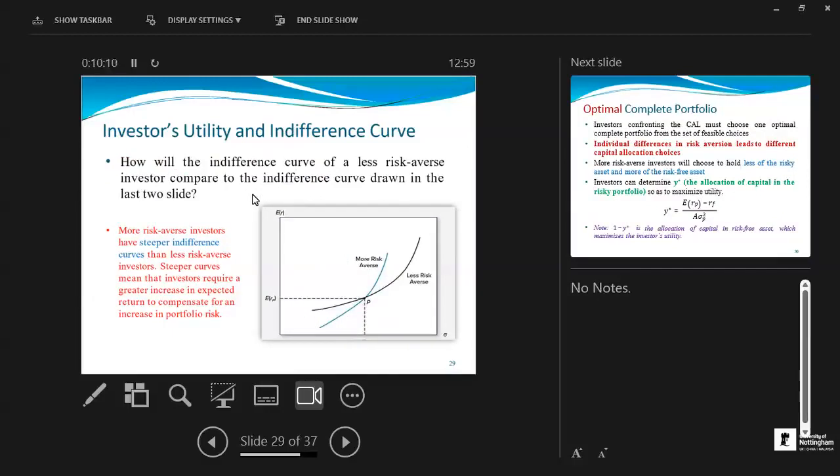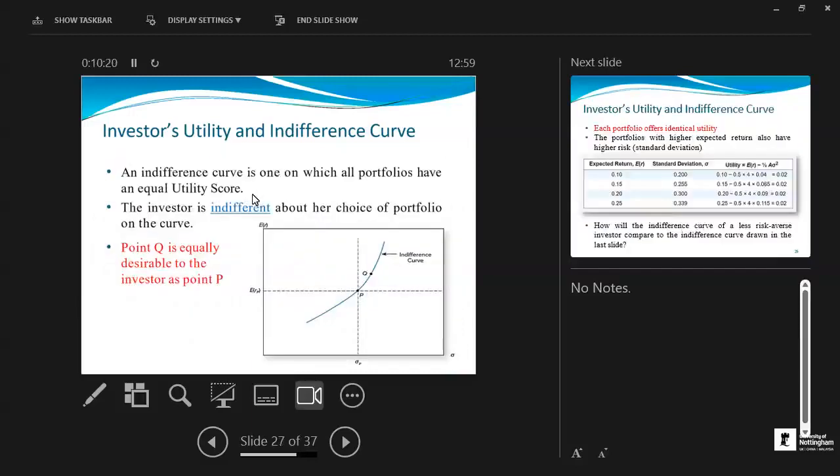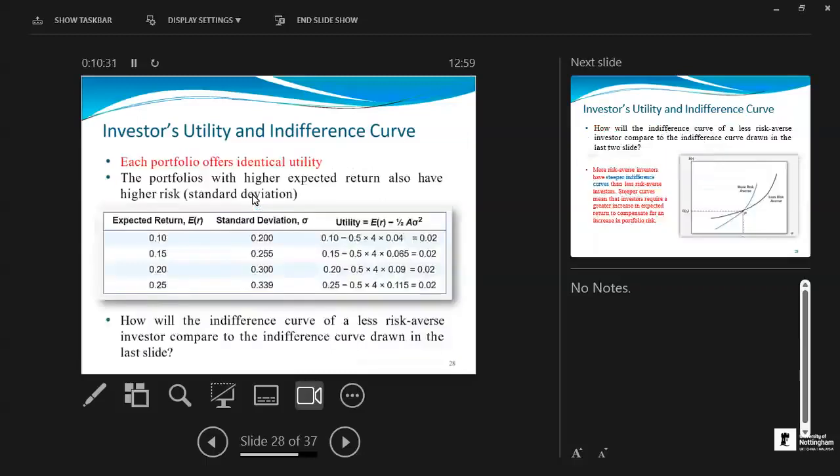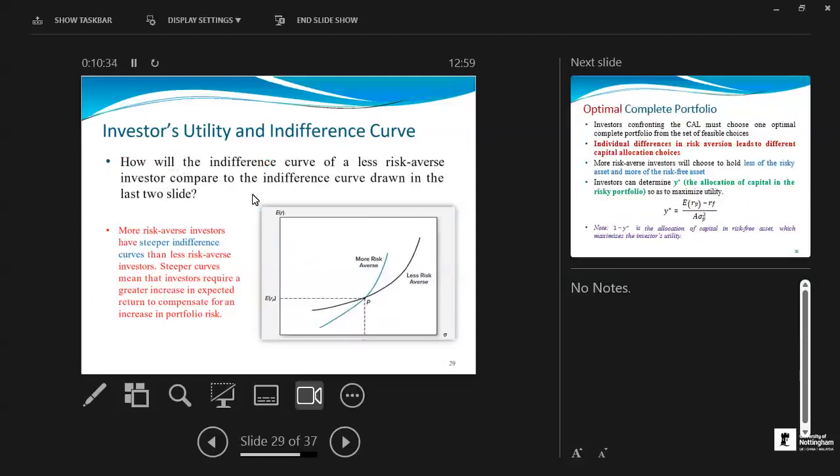How will the indifference curve of a risk-averse investor compare to the indifference curve drawn in the previous slides, right? Okay. So if this is the indifference curve of, let's say, a risk-averse investor, how would this compare with that of, let's say, a risk-loving individual? Okay. So the more risk averse you are, the steeper will be the slope of this indifference curve.